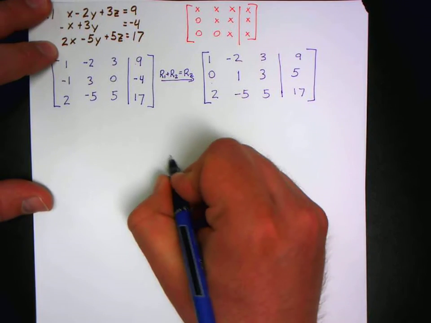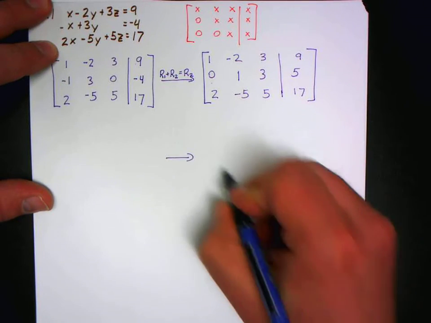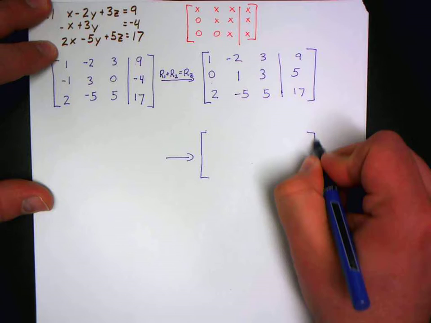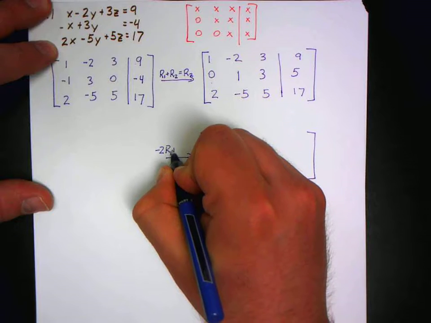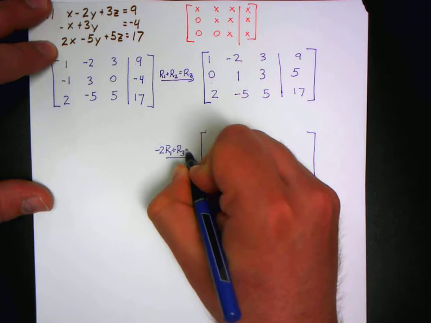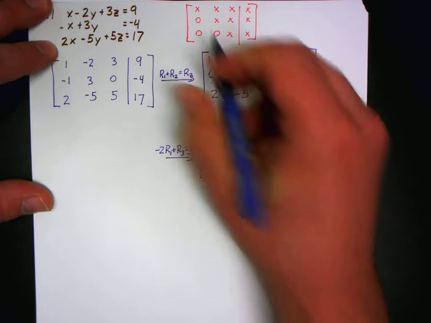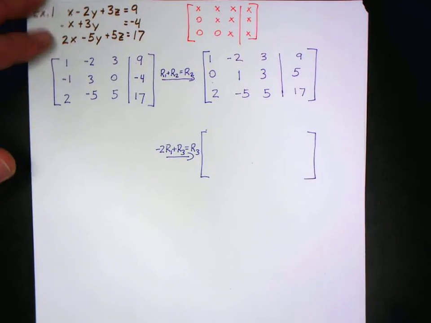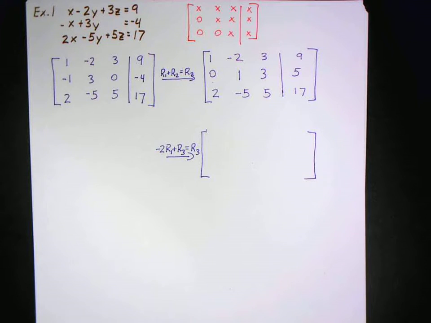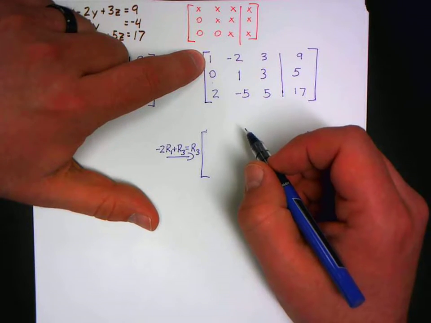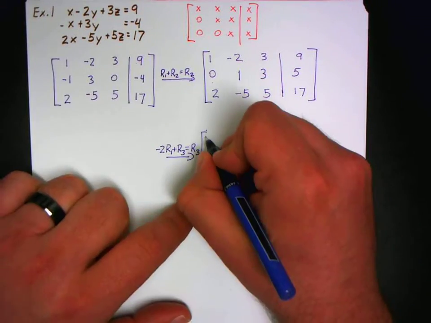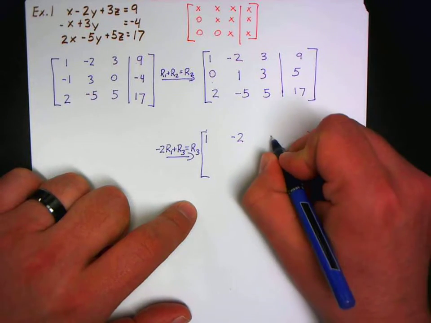What do I need to do? Multiply the top equation by negative 2, and then add it to the last one. And I'm going to replace the last equation because I want a 0 right here, correct? So I'm going to replace the last row with that. So negative 2 times 1 is negative 2 plus 2. Actually, before I do that, let me write down everything else first.